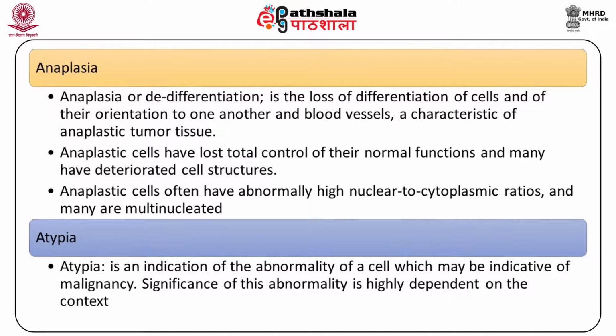First, anaplasia. Anaplasia, or dedifferentiation, is the loss of differentiation of cells and of their orientation to one another and to blood vessels, a characteristic of anaplastic tumor tissue. Anaplastic cells have lost total control of their normal functioning and many have deteriorated cell structures. Anaplastic cells often have abnormally high nuclear to cytoplasmic ratios and many are multinucleated. Second, atypia. Atypia is an indication of abnormality of a cell which may be indicative of malignancy. The significance of this abnormality is highly dependent on the context.